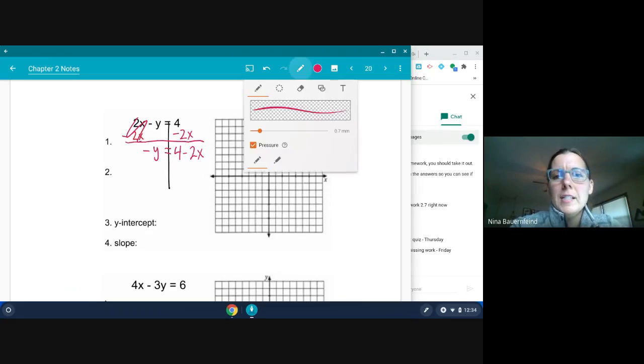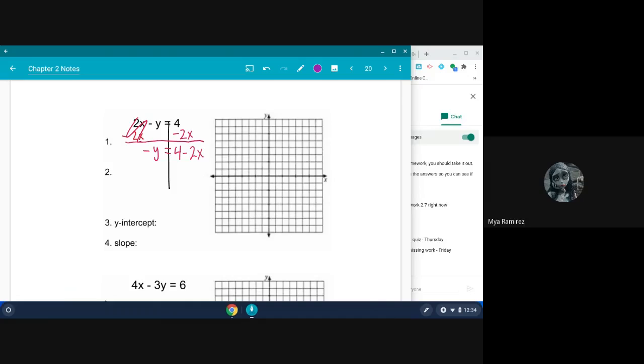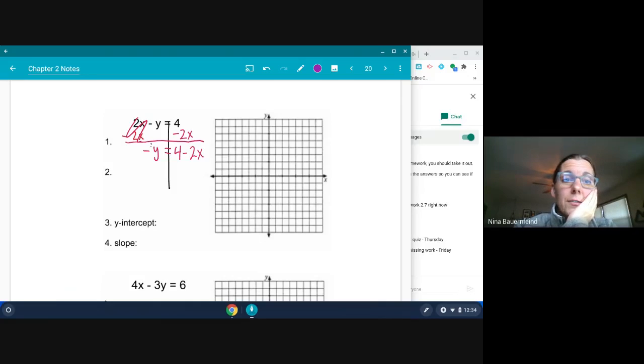And then the second step is to divide by the number in front of y. What is the number in front of y? This one's tricky. -1. Yeah, exactly. If there's nothing there, you can put a 1. So we divide by -1. We get y equals -4 plus 2x.